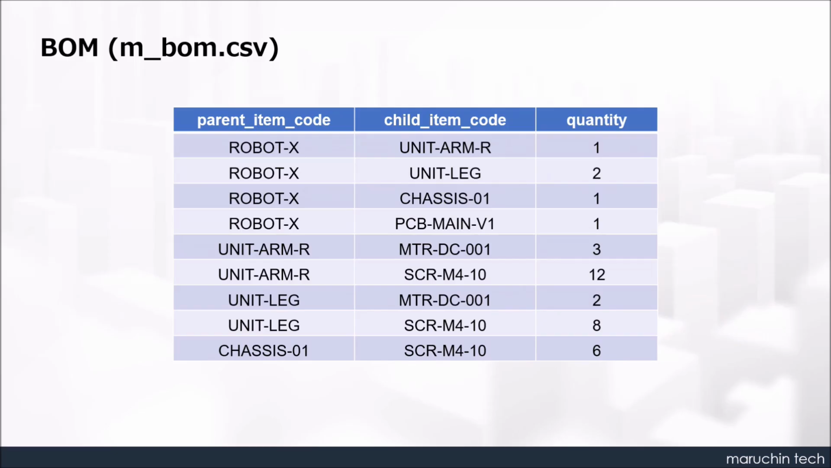The BOM master is essentially the blueprint for building Robot X. Here, we define the relationship between parent parts and child parts, as well as the required quantities. For example, you can see that the screw is used in 3 places: the arm, the legs, and the body.